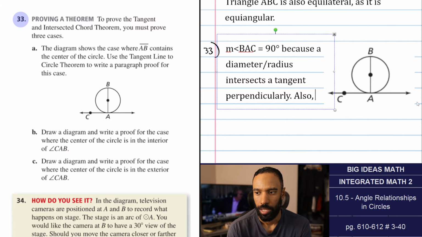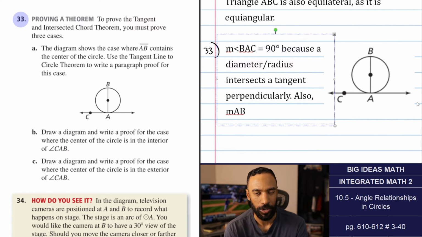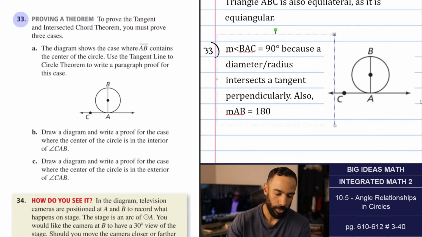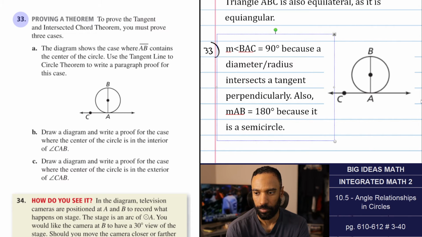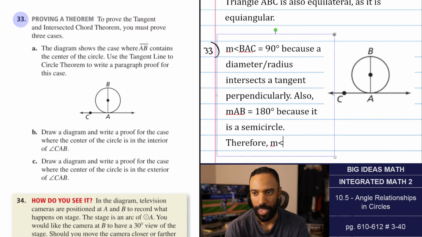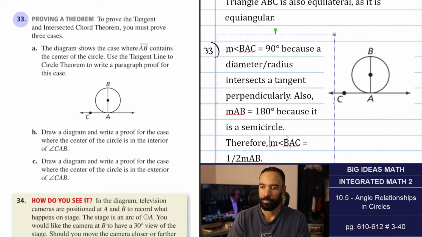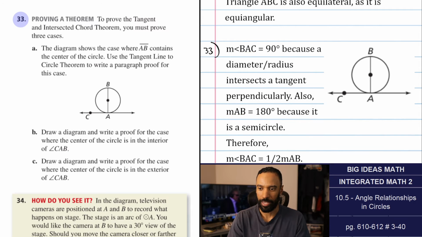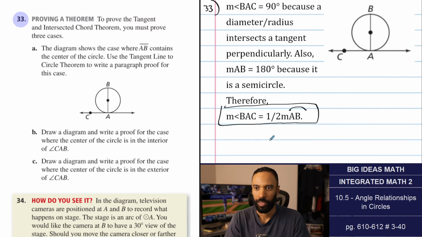Also, measure of arc AB. This is tough to call measure of arc AB because normally a semicircle should use 3 letters, but measure of arc AB is 180 degrees no matter which way you spin it because it is a semicircle. Therefore, measure of angle BAC is half that of measure of arc AB. So let's write that down there. I know the way that I'm typing it kind of makes it tough to read, but that's half of that. That's how I'm going to work out saying it, at least. All right, that's part A.